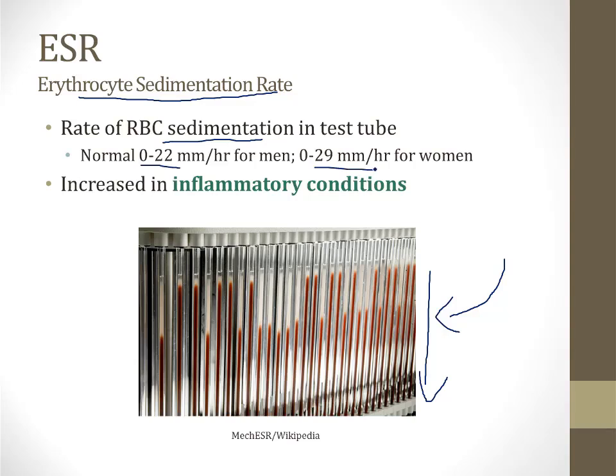And what you need to know about the ESR is that it is increased in inflammatory conditions. So anything in the body that causes inflammation can raise the ESR. The reason this happens is because in the setting of inflammation, protein levels in the plasma increase, and those proteins are sticky, and they cause the red cells to clump together, and therefore they settle faster to the bottom of the tube. That means that the rate of sedimentation will go up. The ESR will go up when any inflammatory condition is present in the body.